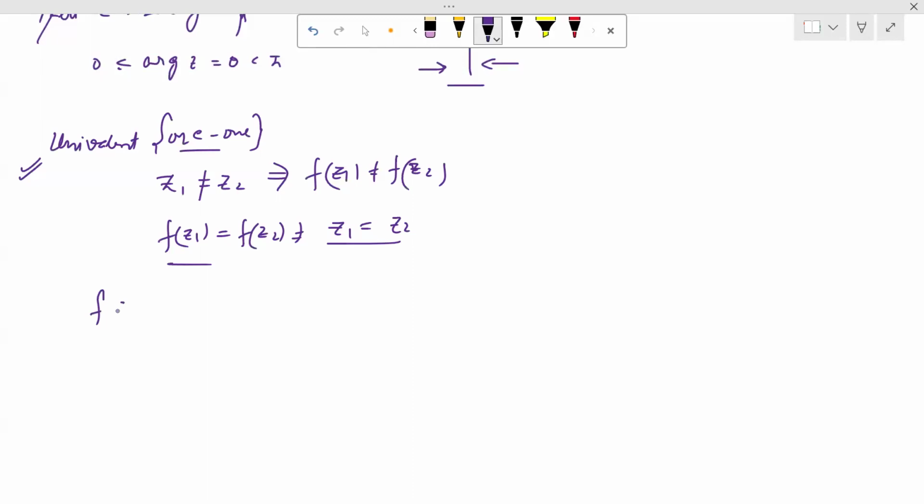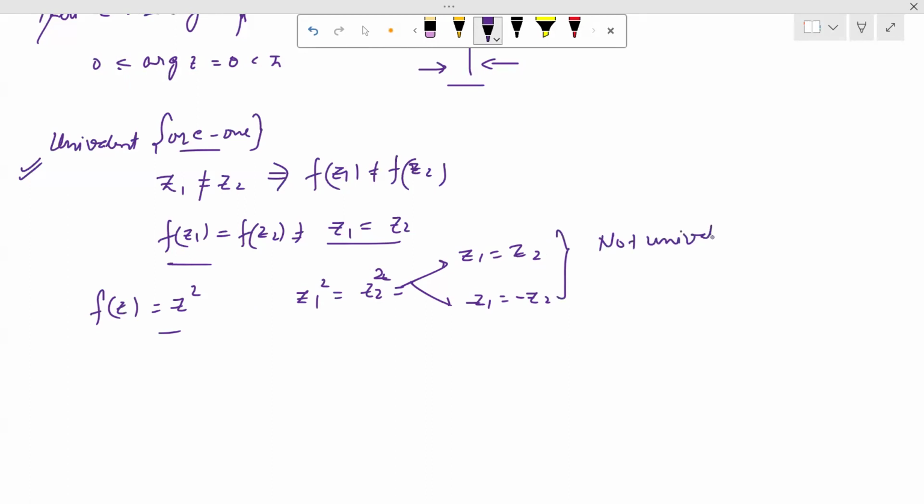If this is the case, then I'll say that my mapping is 1-1 or univalent. Now, if my mapping is f(z) equal to z square, is it a 1-1 function? No, it is not. Because if Z1 square is equal to Z2 square, it means either Z1 should be equal to Z2 or Z1 should be equal to minus Z2. So therefore, this is not univalent.